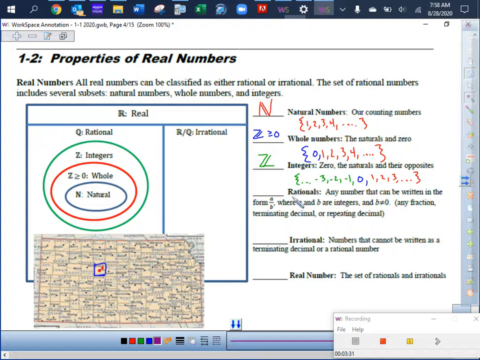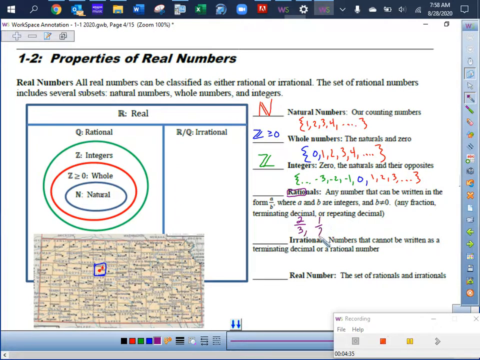And then rationals, keyword, and that is ratio. If I say ratio, what comes to mind? Like a fraction? So a rational number can be anything that is written as a fraction as long as the numerator and denominator are integers. A simple example is 2/3.